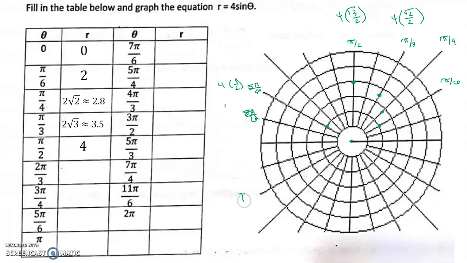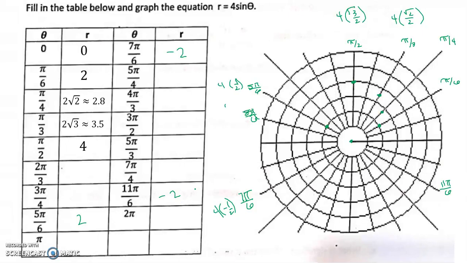Down here it's 7 pi over 6. My sine is a negative 1/2. So when I multiply by 4, I get negative 2. So I'm facing this direction, but actually I go backwards 1, 2, and I do land back on that same dot. So remember, when you have a negative, that just means you're going backwards. And then for 11 pi over 6, again, my sine would be a negative 1/2. So when I multiply by 4, I'm facing this way, but I go backwards because it's negative 2. So I do land right back there.